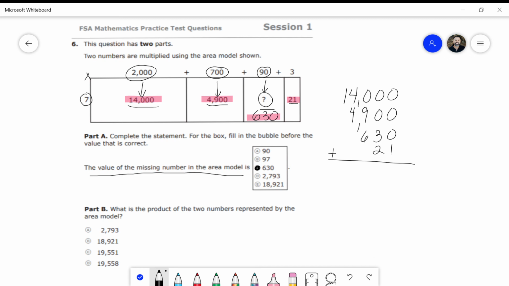So we start with the ones place value. 0 plus 0 plus 0 plus 1 is 1. 3 plus 2 is 5. And then 9 plus 6 is 15. You regroup that. And then 4 plus 4 is 8 plus 1 more is 9. And then going to the 10,000s, 1 plus nothing else is just 1. And so we have a total of 19,551. We find it here in our bubble options. We bubble that in nice and clear.